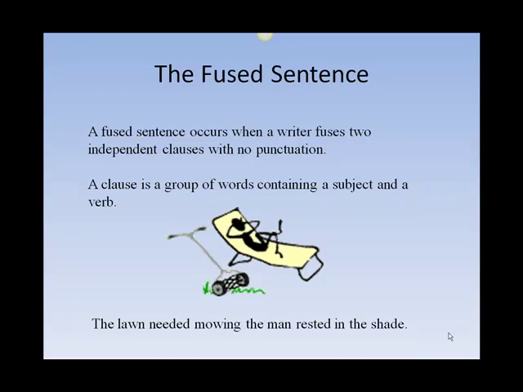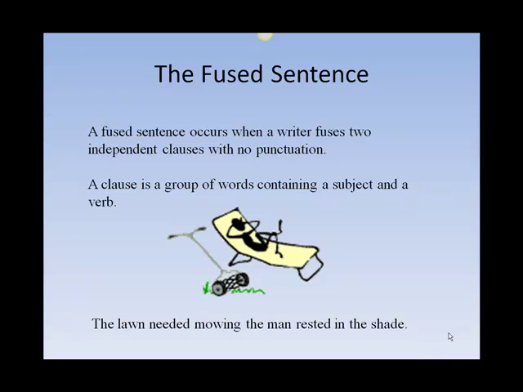And clauses can be independent or they can be dependent. Independent clauses have a subject and a verb, and they express a complete thought. A dependent clause, on the other hand, may have a subject and a verb, but the clause, when it is read, does not express a complete thought. As the bus rolled down the street, period. See, that's an example of a dependent clause. It has a subject and a verb, but it doesn't express a complete thought. As the bus rolled down the street, what happened? What happened to the bus? See, we don't know.